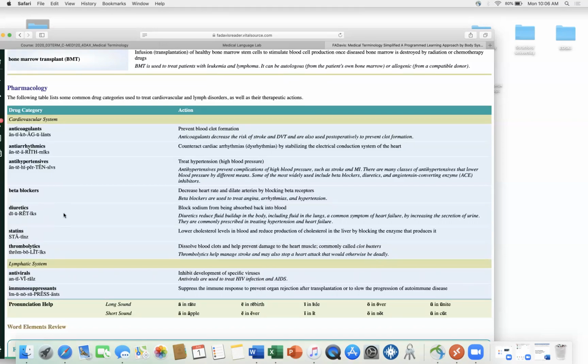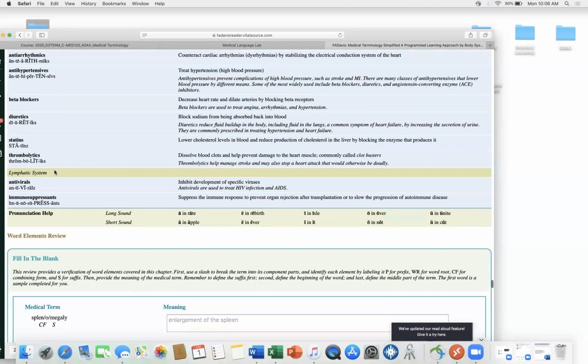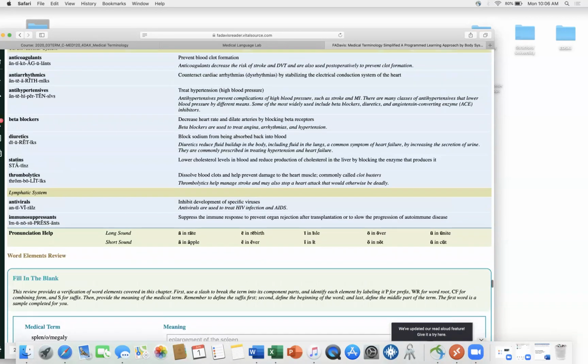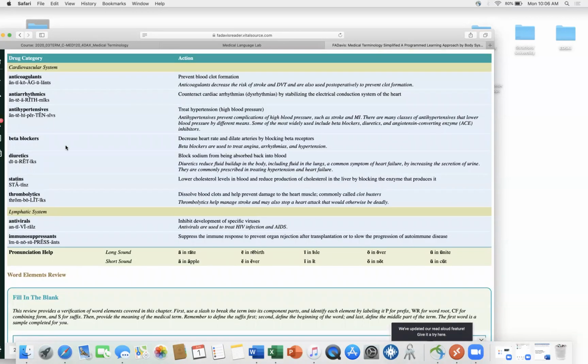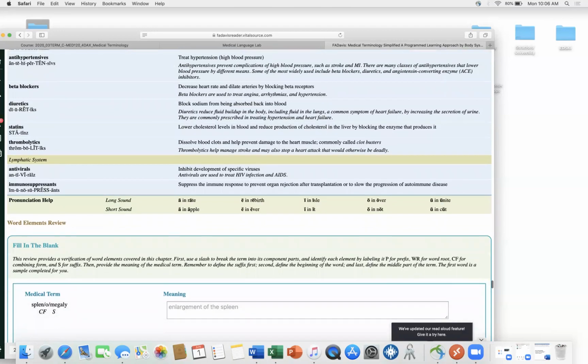Diuretics, that's your water pill. That's a pill that will make you urinate, right? Statin lowers your cholesterols. And a thrombolytic, again, just like an anticoagulant, they will dissolve blood clots. Okay. So they work together with blood thinners, but sometimes there's really bad side effects.